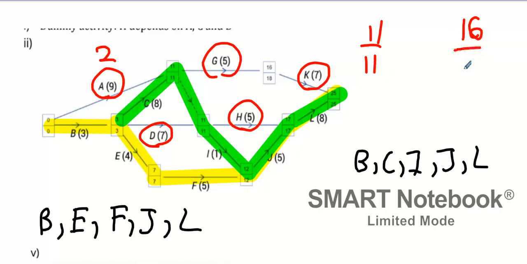16, 18, and it has a length of 5. So 18 take away 11 is 7. 7 take away 5, 2. G also has a total float of 2.